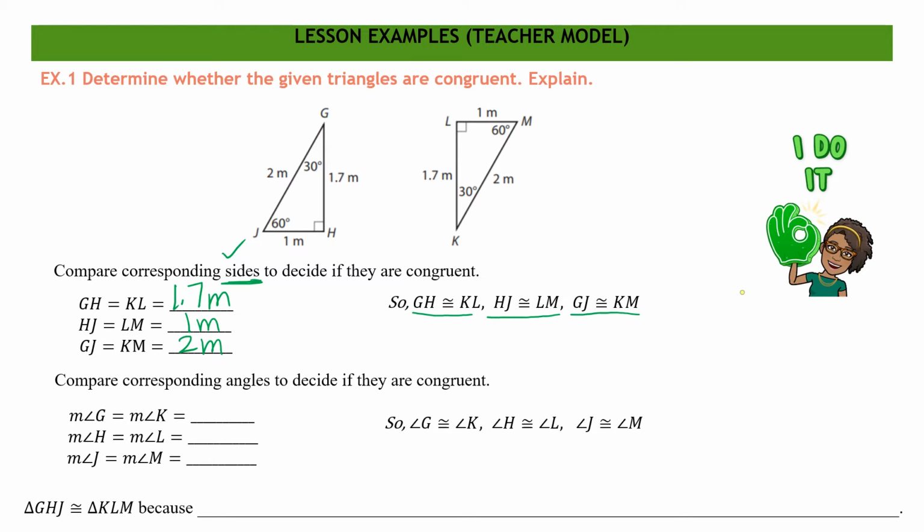So now we're going to compare the angles. Okay, so we have angle G, the measure of angle G is 30 degrees, and then the measure of angle K is 30 degrees. So because these angle measures are the same, I can say these two angles are in fact congruent, angle G and angle K. The measure of angle H and the measure of angle L. So H and L I see are 90 degrees both. So their measures are equal, so that means that the angles are congruent.